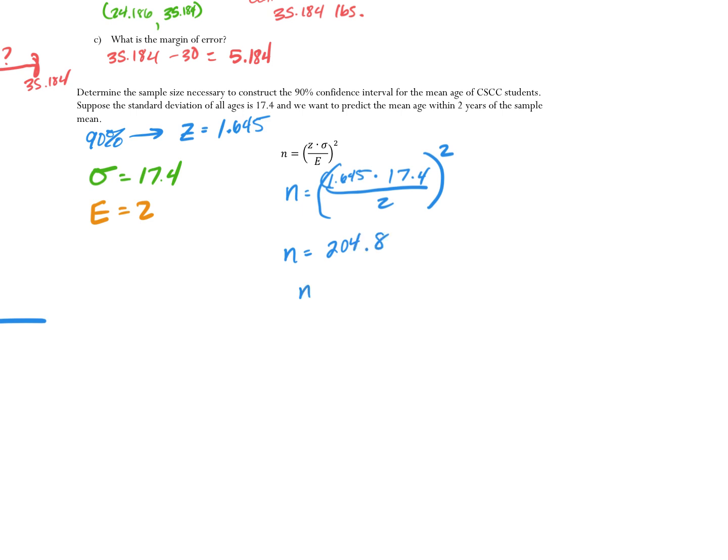Okay. And then remember, we always round up. So in this case, n is your sample size. If you give me a decimal for n, you will not get full credit because you cannot take a sample of 204.8 people. And sample size always rounds up. There's one more example on the next page. I'm just going to let you guys do it on your own. Make sure we're all on the same page, and then we're good.